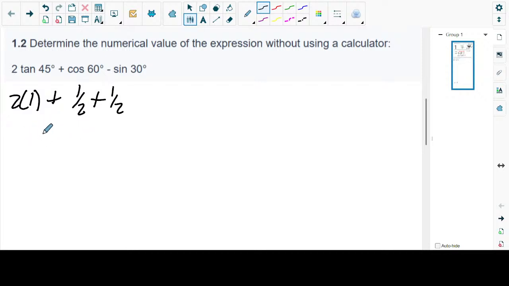So now we're going to add everything up in our calculator. 2 multiplied by 1 is 2. 1 all over 2 plus 1 all over 2 is 1. And then 2 plus 1, what is it? 2 plus 1 is equal to 3. So let's go and check. We have 3 there.